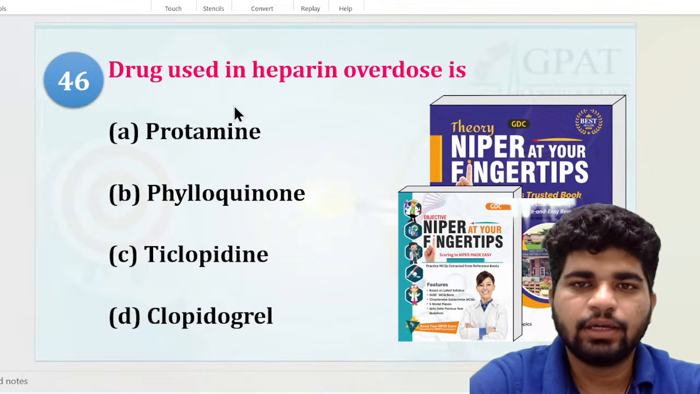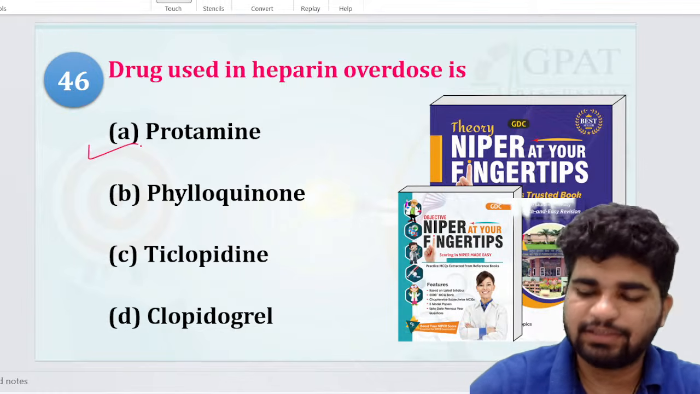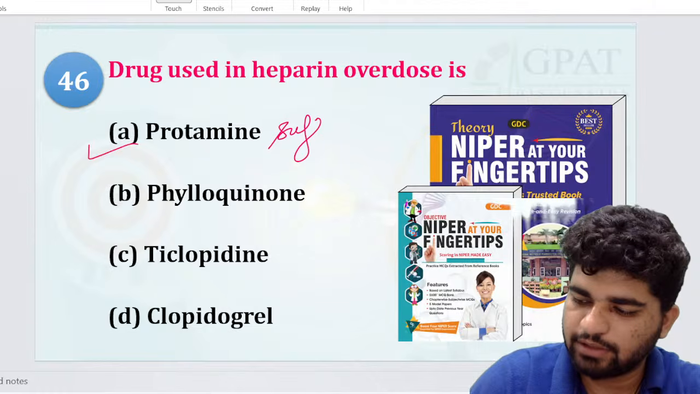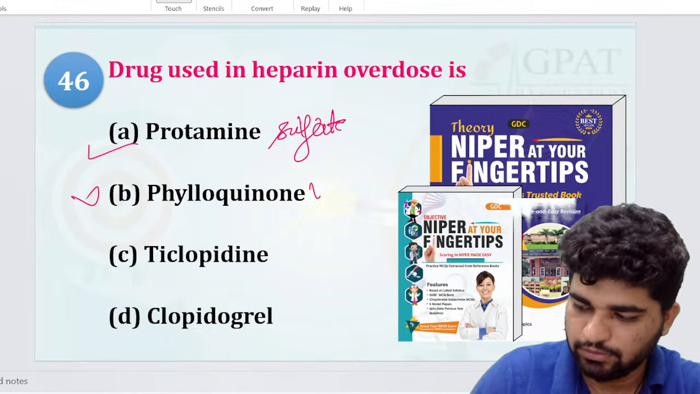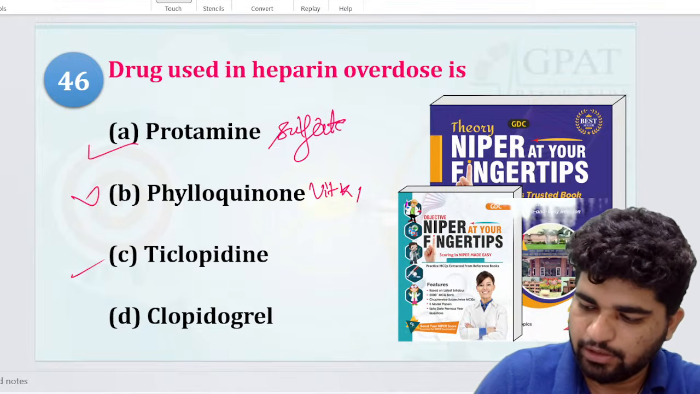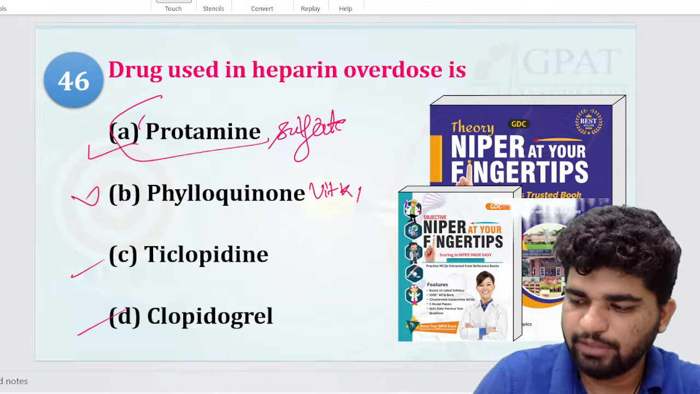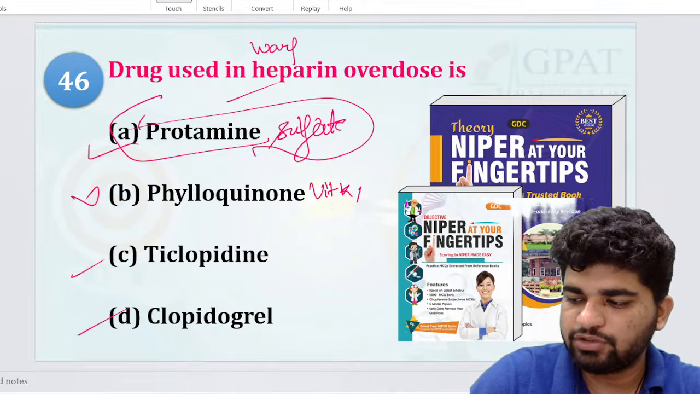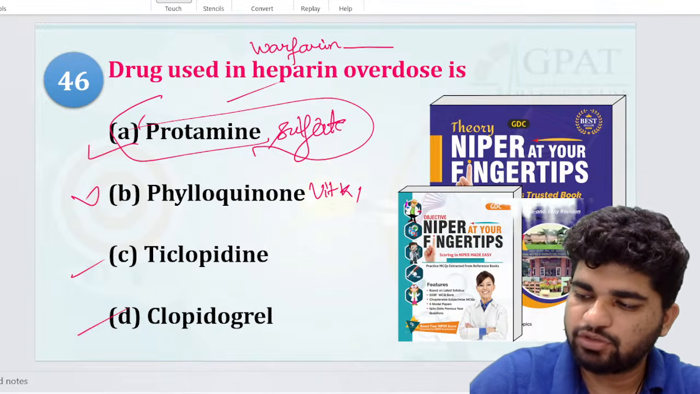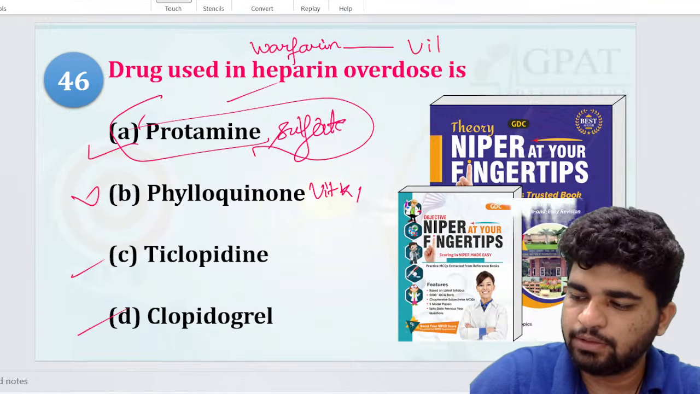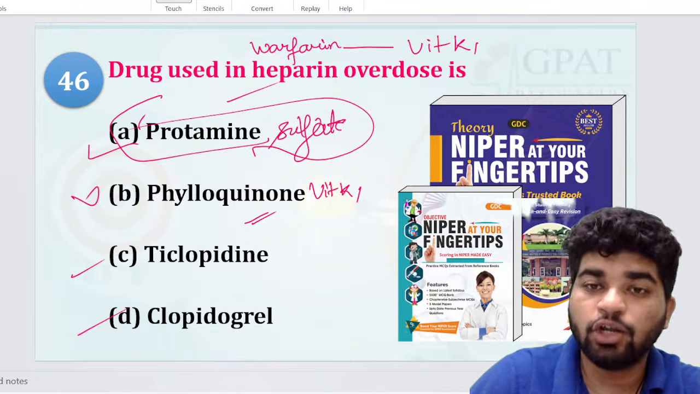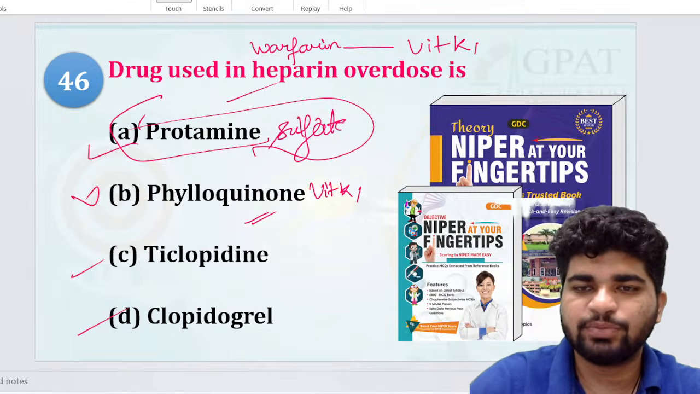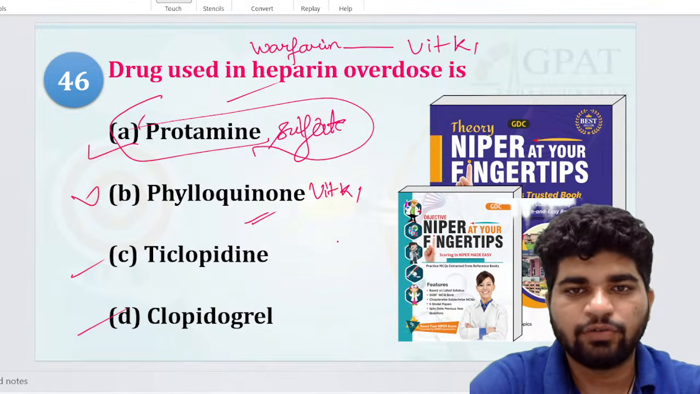Now this one. Drug used in heparin overdose. It is your protamine sulfate. Phylloquinone? No, that is your vitamin K1. Clopidogrel? Obviously, protamine sulfate is going to be used in heparin overdose. If I talk about warfarin overdose, then that becomes vitamin K, and this is the one, phylloquinone. Phylloquinone is being used in your warfarin poisoning, warfarin overdose.